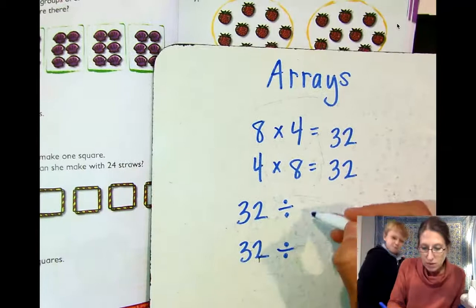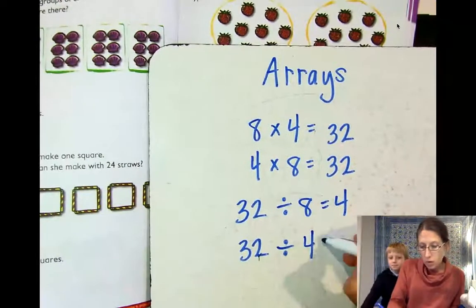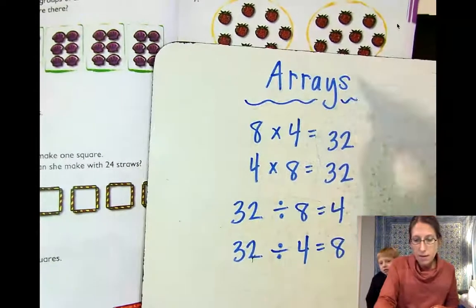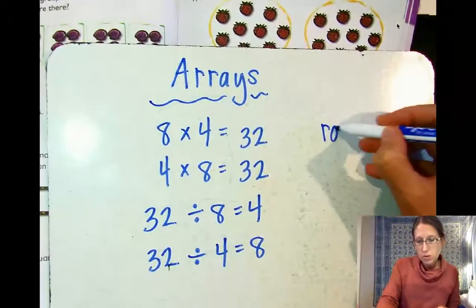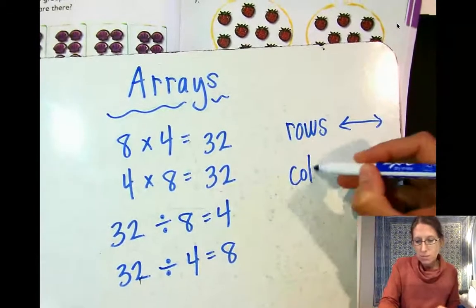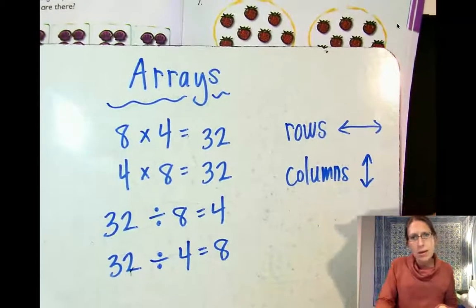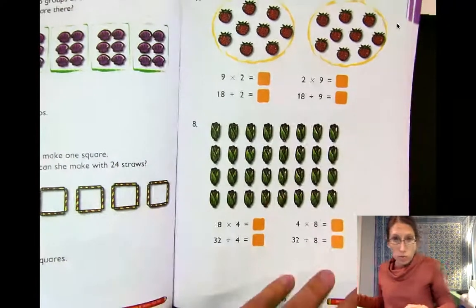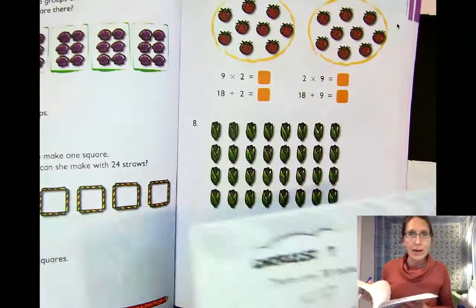Okay, 32 divided by 8 equals 4, or 32 divided by 4 equals 8. So that is our array. And remember, an array is where we line things up into rows, and then the rows go side to side, and columns. And again, that sort of helps our brains make sense of the information and see kind of clearly how many there are. It makes it easier to find the total number, or the total number of groups, or the number in each group. So arrays can really help us when we multiply and divide.